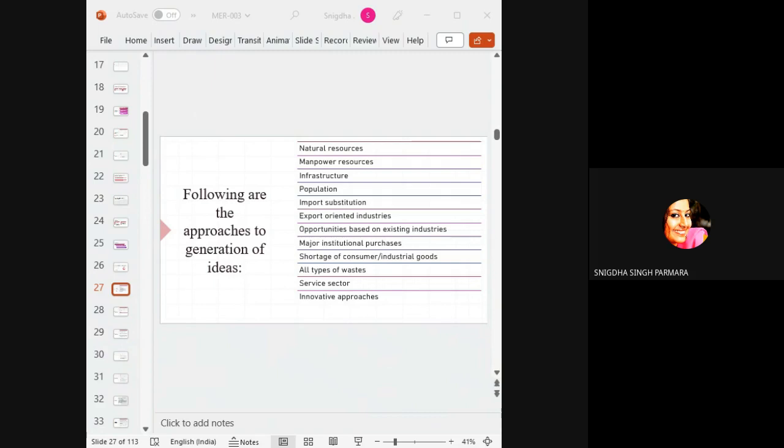So, opportunities based on existing industries. What are the existing industries or anticipated industries, and how well are they doing? If they are doing well, can you start a similar project? Is there a scope, is there a gap? Is there a window for entering into that sector? Is it not very competitive?